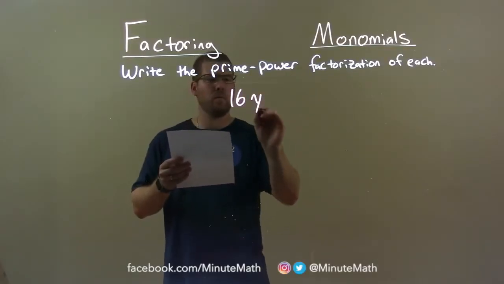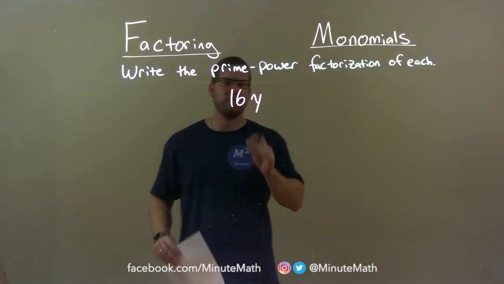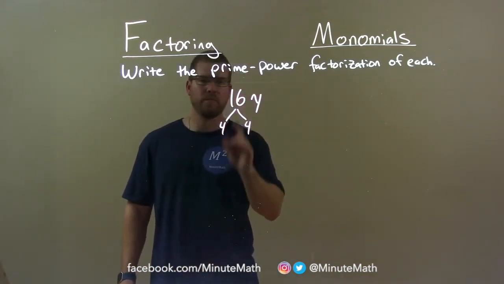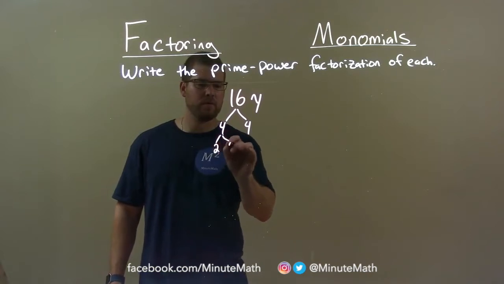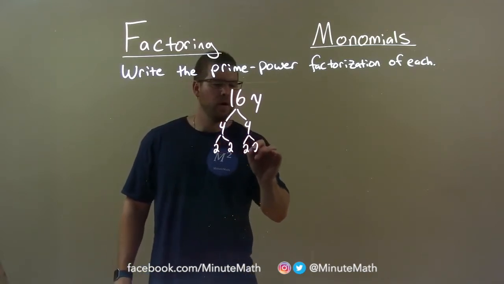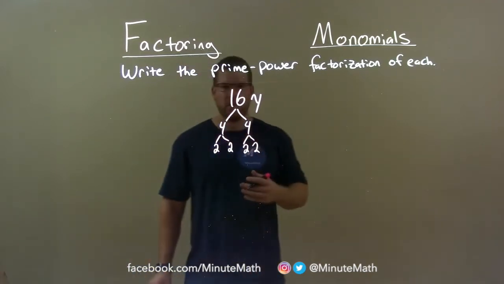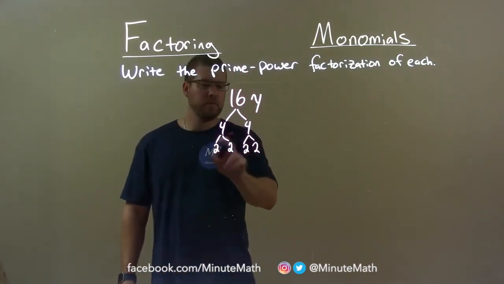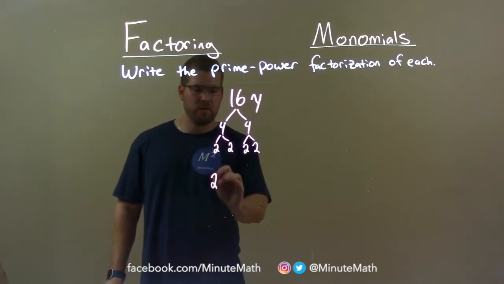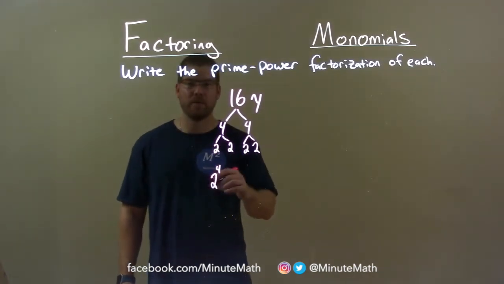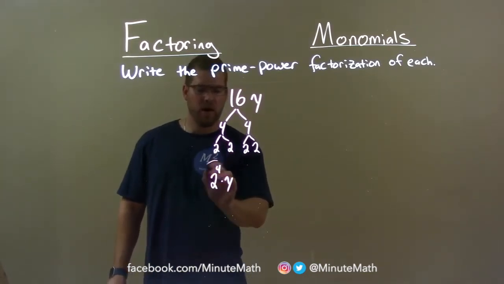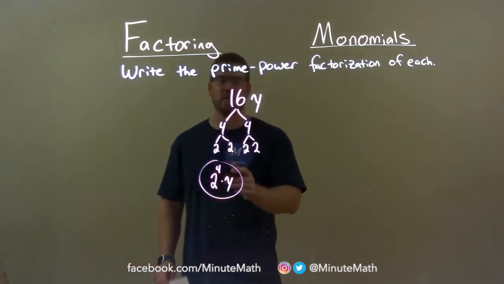16y, okay? Well, 16, let's break that down. 16 is 4 times 4. And each 4 can be broken down to be 2 times 2. Now, the y cannot be broken down anymore. So we essentially have our answer. Now, four 2's being multiplied is the same thing as 2 to the 4th power, okay? So we put that there. y just comes down. And so our final answer is 2 to the 4th power times y.